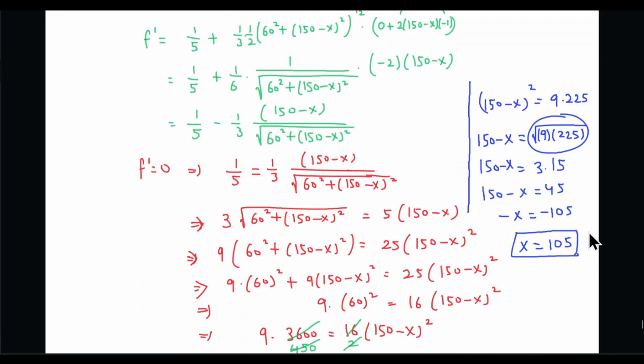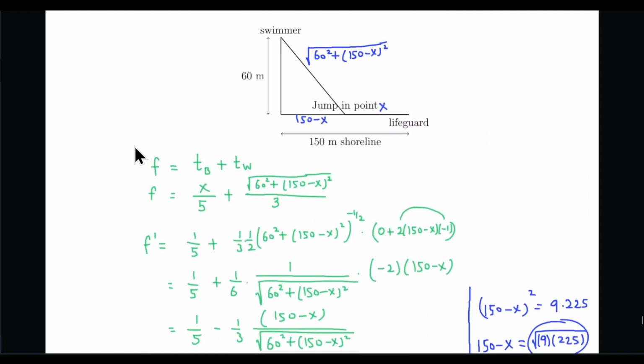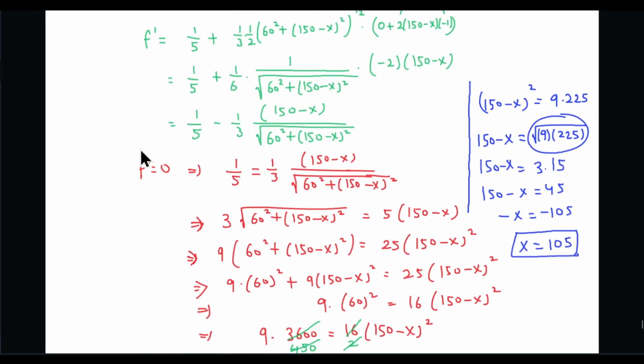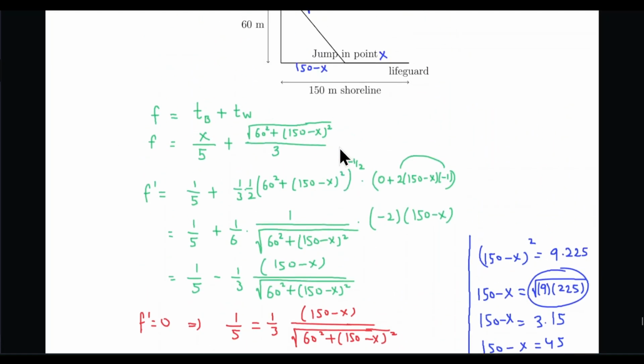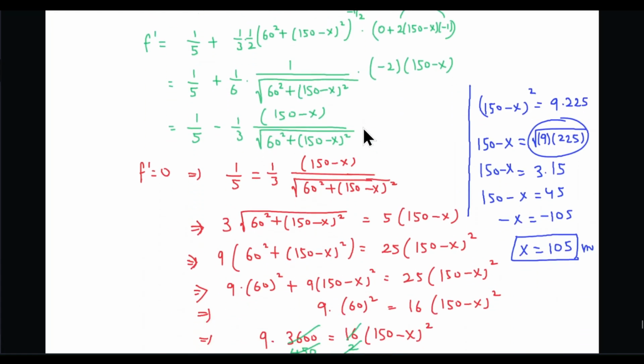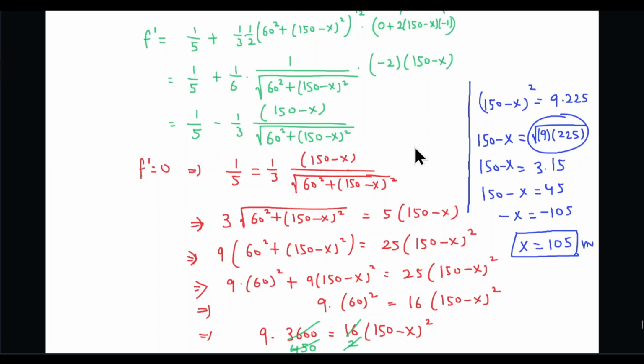So 105 is the value of x, which is in meters or what? Meters. This is the distance that the lifeguard has to run on the beach and then jump so that he can reach in the minimum time. Again, you might be wondering that I have not found the sign change of the first derivative, because how do I know this is a minimum? This could be a maximum as well.